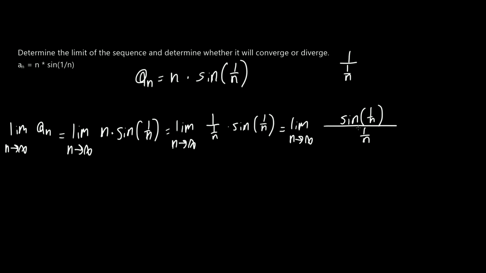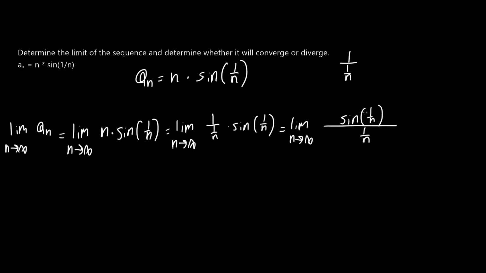So from this point, we unfortunately cannot make this 1 over n turn into a 0, because if we put a 0 down here, we are going to break this function, and we will not be able to work with that. So what we have to use from here is L'Hopital's rule.